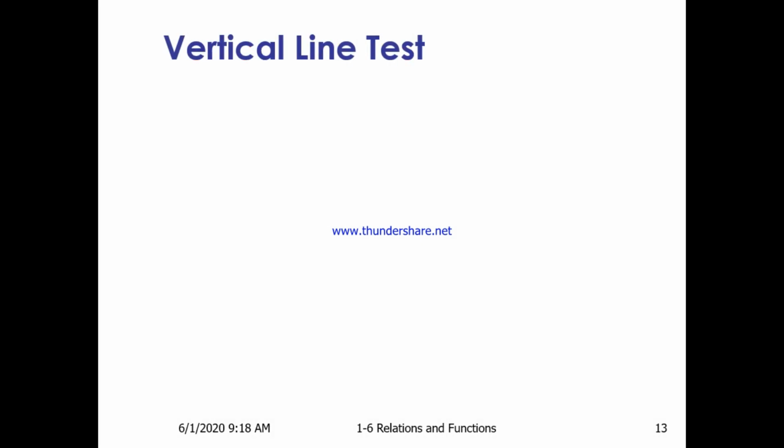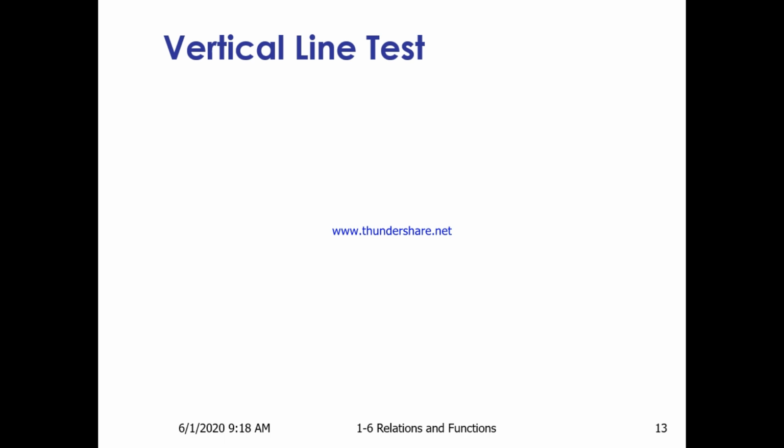Now, the vertical line test. How to use the vertical line test? The vertical line test is only used if the given relation is a graph. So if you are going to identify if a graph is a relation or a function.